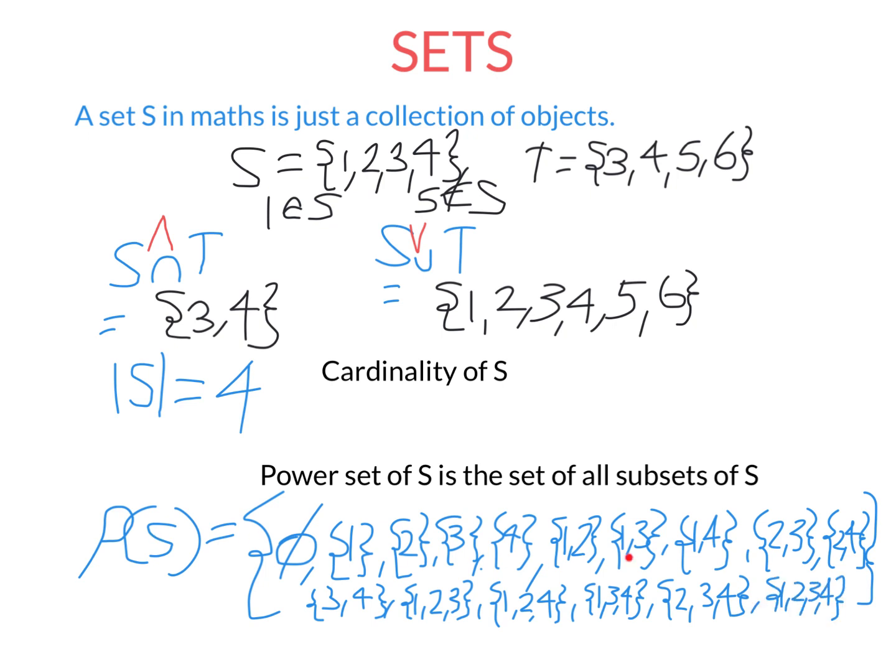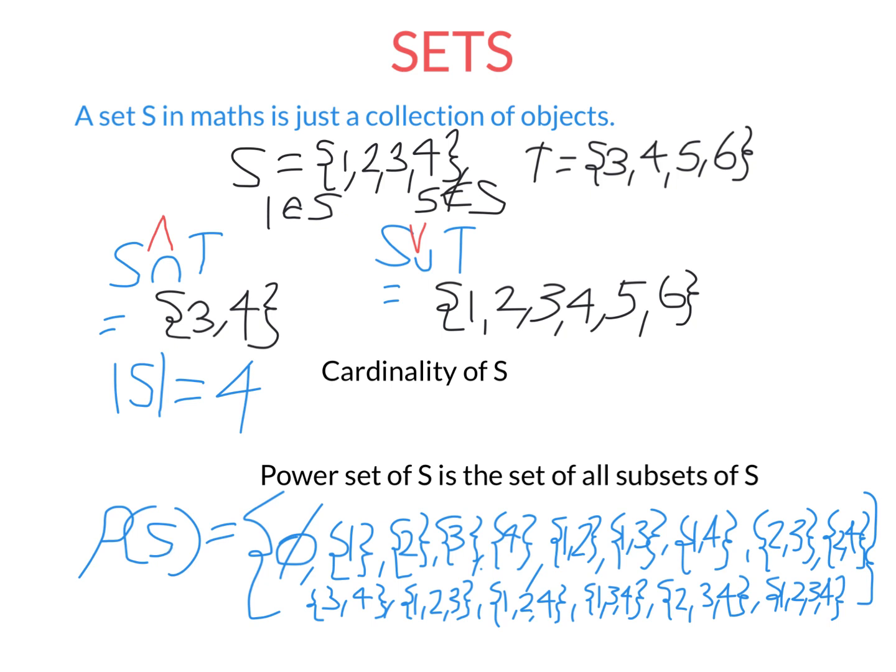So we can see the power set of S contains 16 elements. That's actually no coincidence. S contained 4 elements. It turns out if a set contains n elements, its power set contains 2 to the power of n elements. So the number of elements we expected to be here was 2 to the power of 4, which is 16.